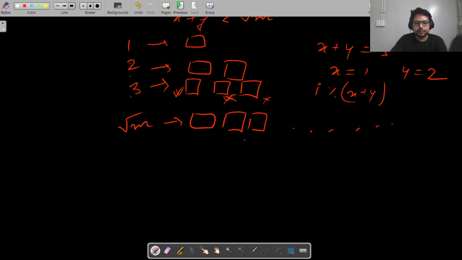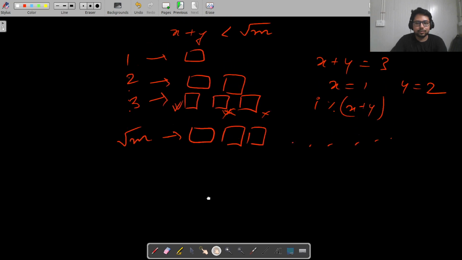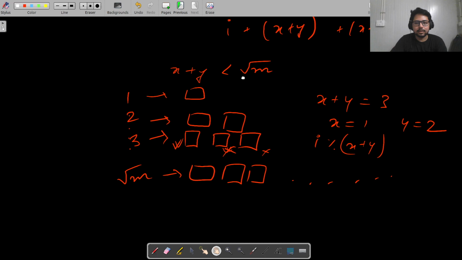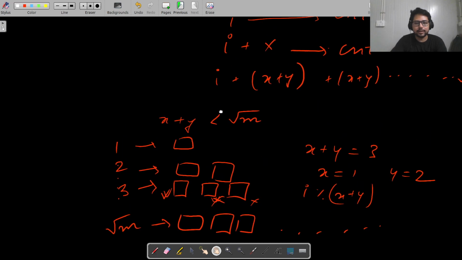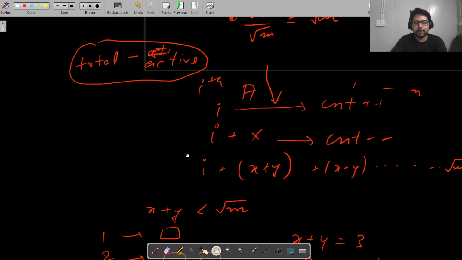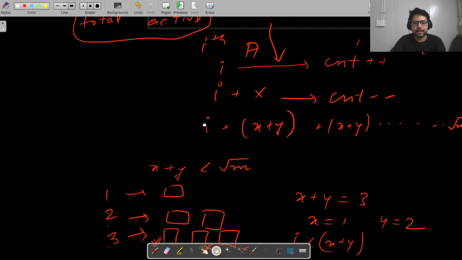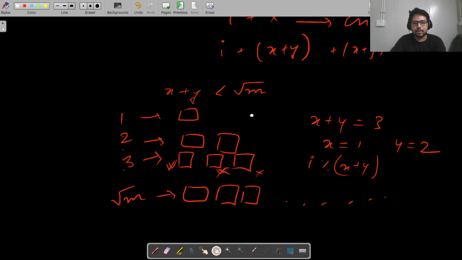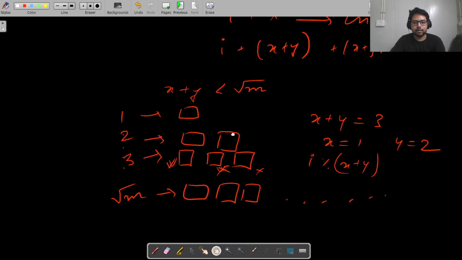This will indeed help me, because in the earlier case I had the issue that if I went ahead directly, then I would have to go more than root m times. But by this analogy, for x plus y less than root m, we do not have to go more than root m times.